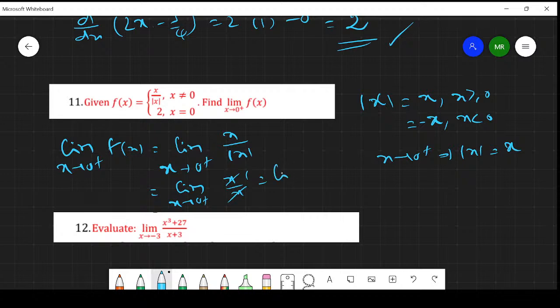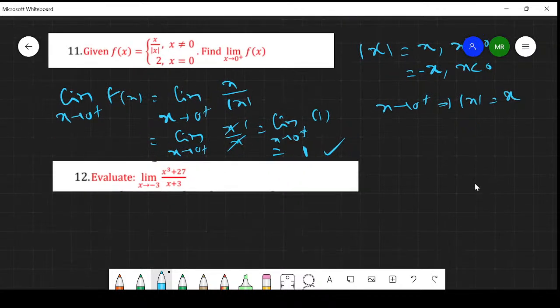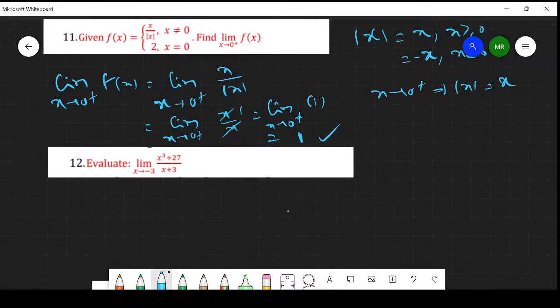Limit x tends to 0 plus 1. Limit of a constant is constant, always remember. Whatever the limit, a constant is constant, there is no change. So the right limit comes 1. The answer is 1. Right limit is 1. I hope you understood this.